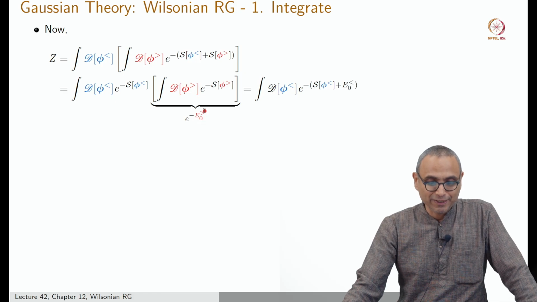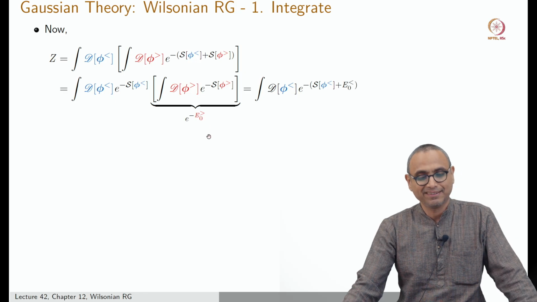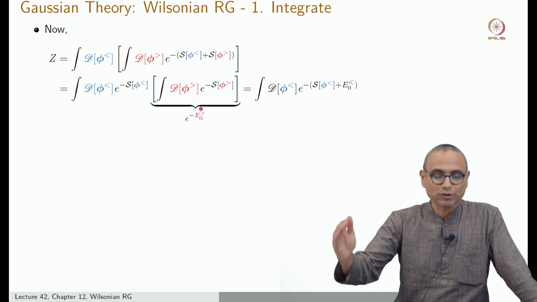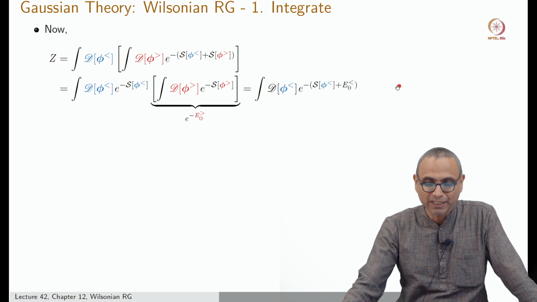We should strictly call this less than, because it is going to be associated with the less than modes. So there is a small typo here, and it is just notation, you can call it anything. What it is going to do is you will find that this term will simply shift the action of the phi less than modes by some constant.